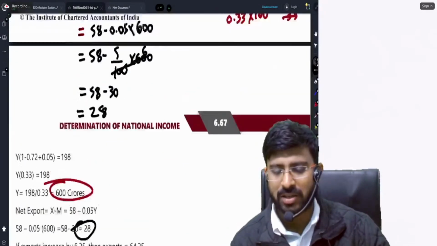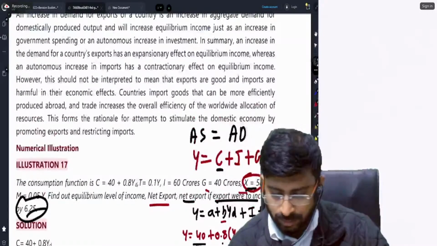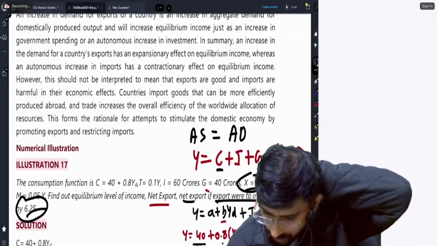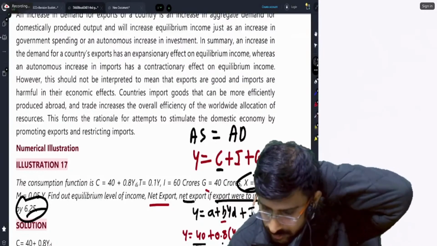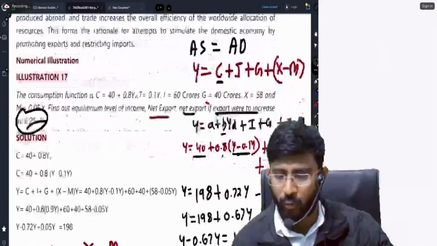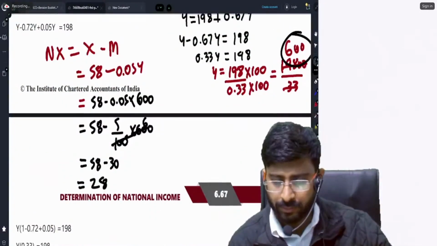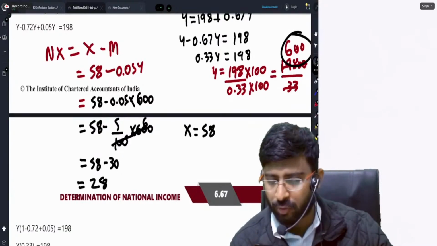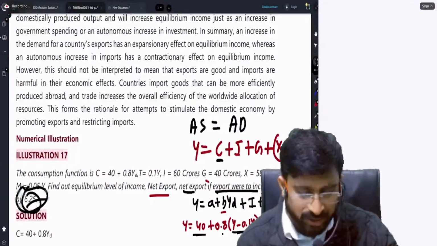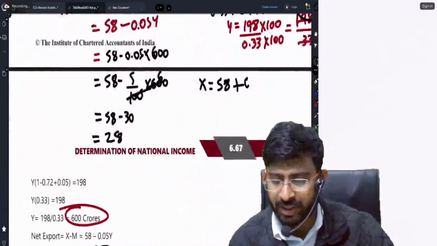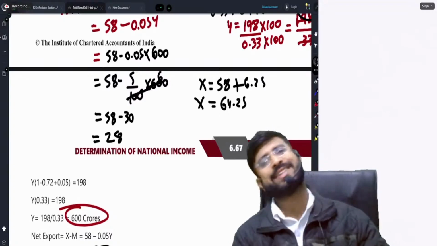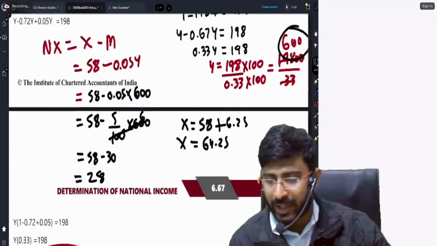Now pay attention everyone. Export is 58. Now, if exports were to increase by 6.25, then exports will be equal to 58, which it was originally. If export were to increase by 6.25, we add, it would become 64.25, yes or no? Yes or no?